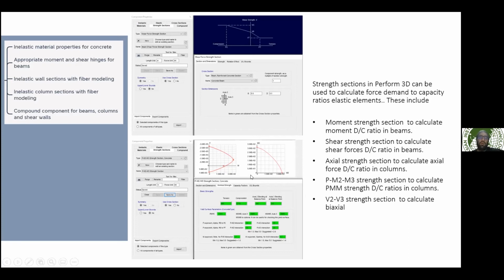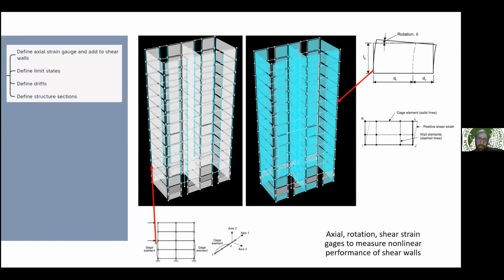So say, for example, if you model your column as linear elastic, you can put a PMM strength section, and then the program can use the PMM strength section to give you a boost DC ratio for PM. And then another thing that you might want to do, especially in terms of shear walls, is that you have your shear walls with nonlinear fiber sections already, but how do you measure the performance of the shear wall? So the way that you measure the performance of the shear wall is that you define your strain gauges.